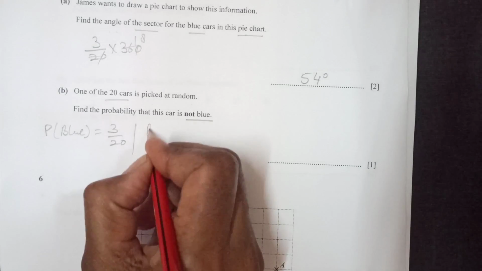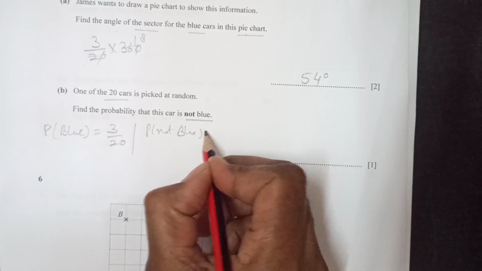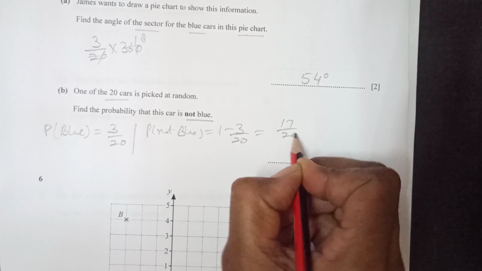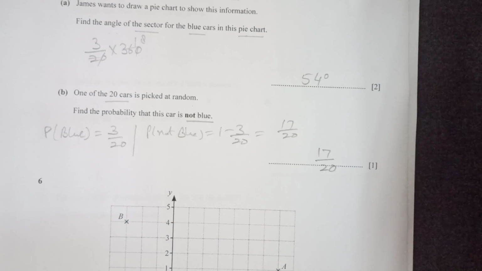So the probability of not blue is going to be 1 minus 3 over 20, which is 17 over 20. The final answer is 17 over 20, right?